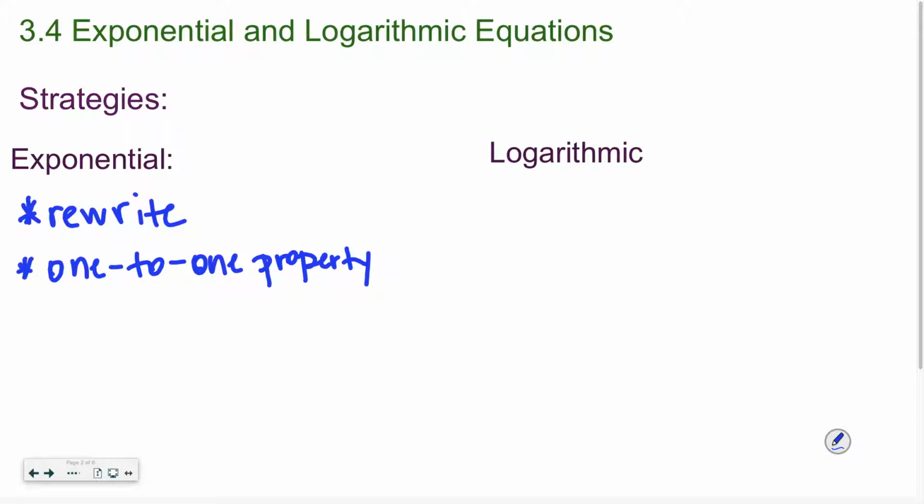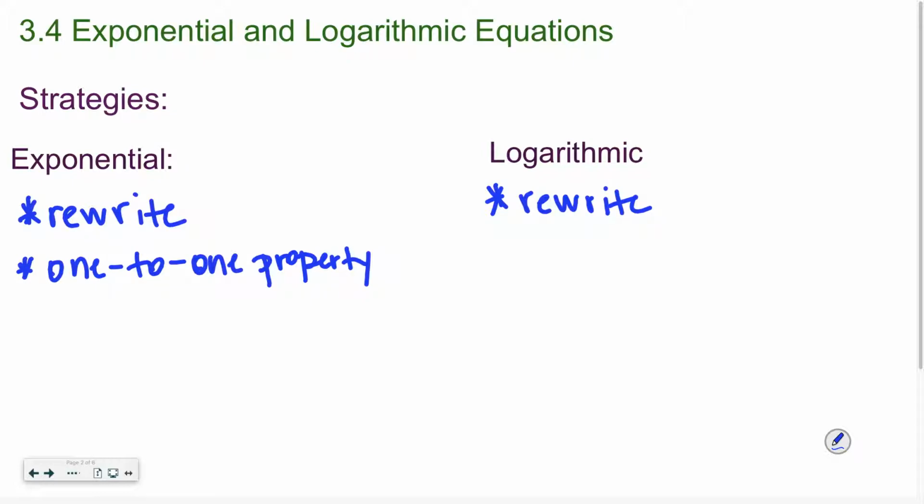What about if we have a logarithmic equation? What are some strategies we can use to solve a logarithmic equation? Rewrite. I bet we could try to rewrite it as an exponential. It goes both ways, right? If x is inside of the logarithm, we can rewrite it as an exponential and it comes out. If x is inside the exponential, we can rewrite it as a logarithm and it pops out.